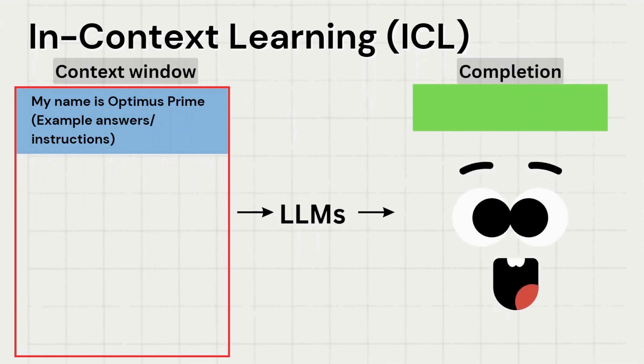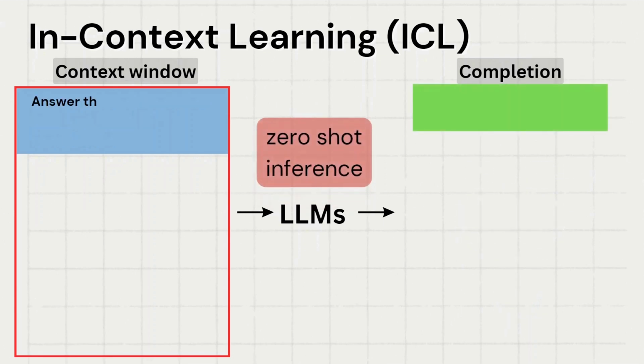And based on the amount of information that you provide in the context window, there are different techniques that you can adopt. The first technique is called zero-shot inference. In this technique, you don't provide any example answers, but you give some hint in the context window as to what you are expecting the LLM model to predict for you.